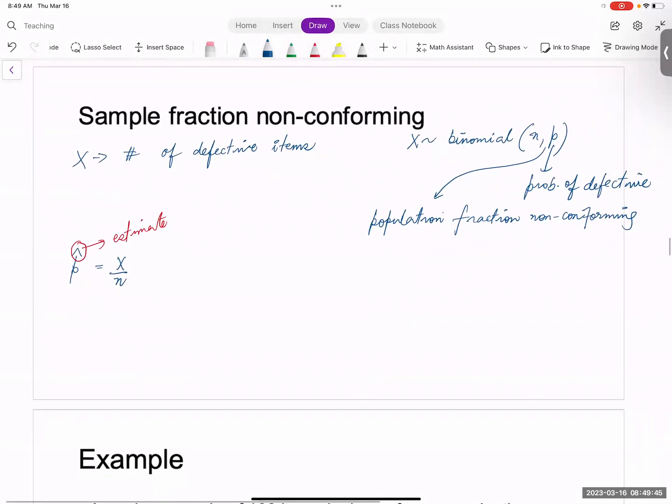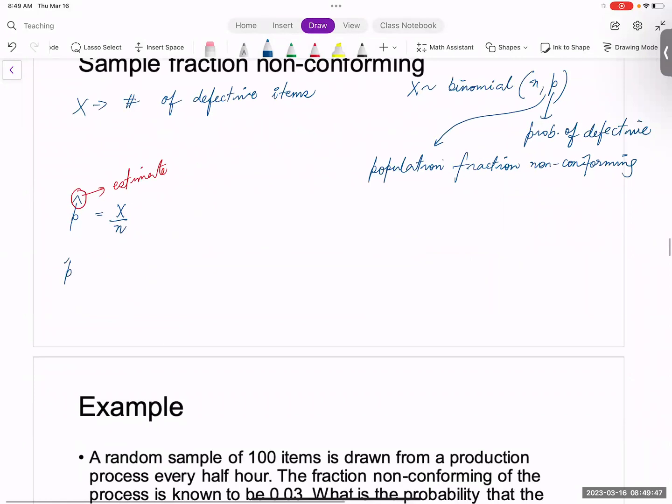So what I mean by probability of p hat is basically saying that p hat is less than or equal to some number a, right? And if I have to compute this, I would write this as probability, p hat is just x over n, this is less than or equal to a. This is equal to probability x is less than or equal to an.